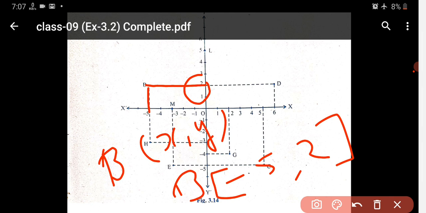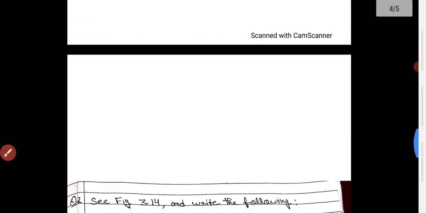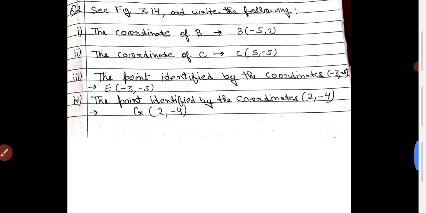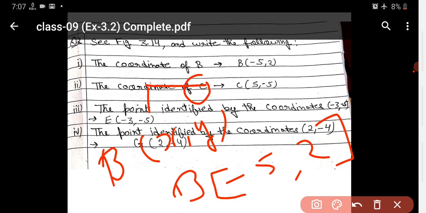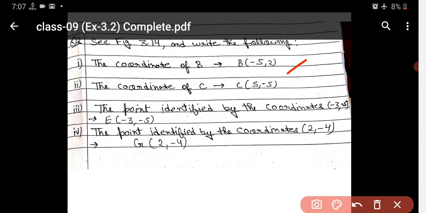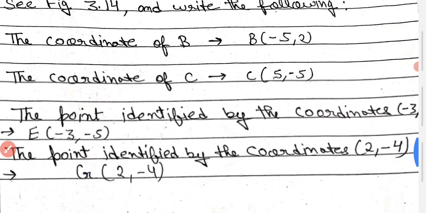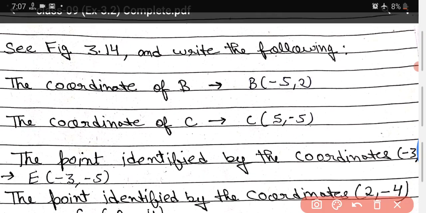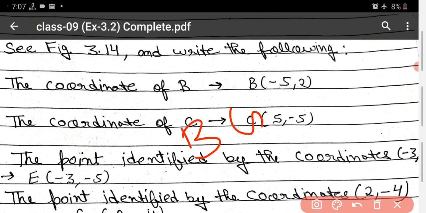So you have to write like this: the coordinates of the point B are B(-5, 2). As I told you, a point is always written in the form B(x, y). For the point B, the value on the x-axis is -5, and the value on the y-axis is 2. So what are the coordinates? The coordinates of the point B are -5 comma 2. So that is your answer.